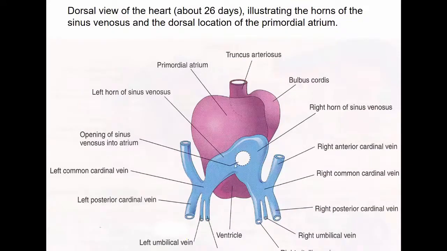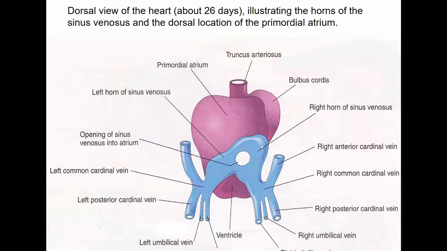Regarding this sinus venosus, it has a left horn and a right horn. So this is the back of the heart. We are seeing the back of the heart. This left horn will become the coronary sinus. And the right horn will be absorbed into the posterior part of the future right atrium.